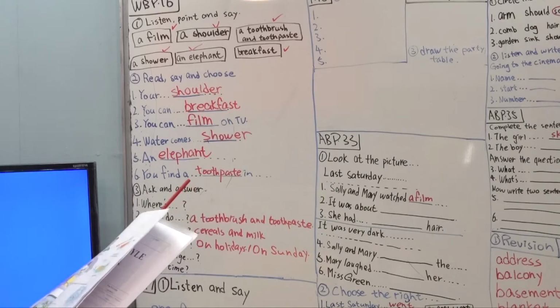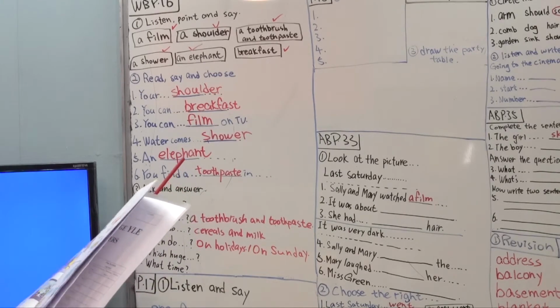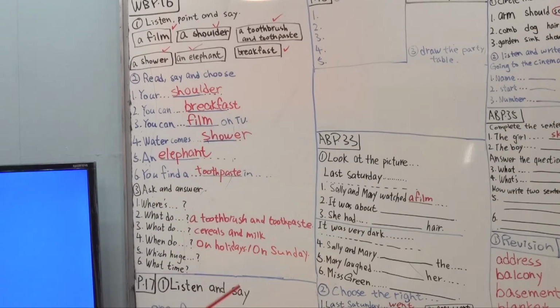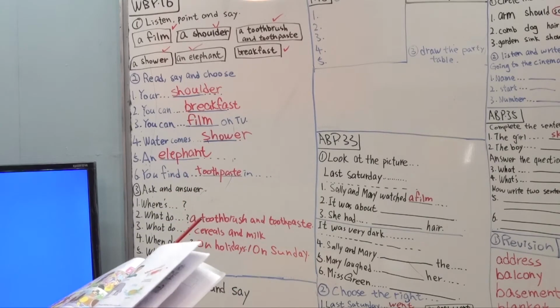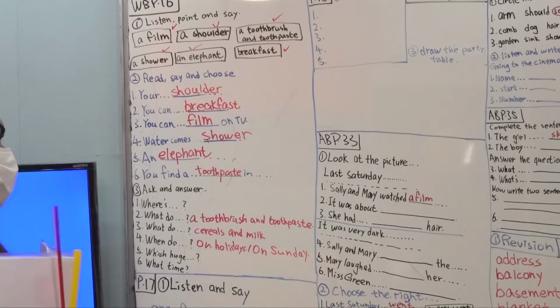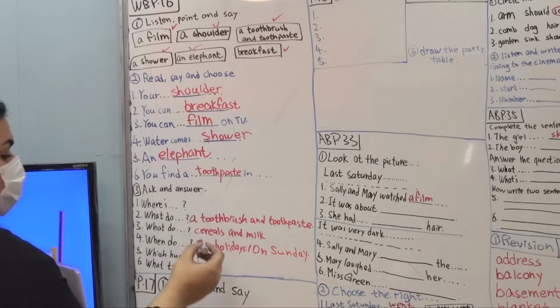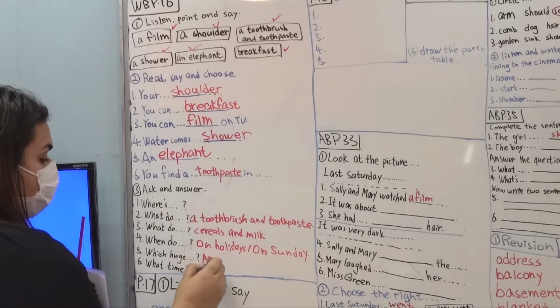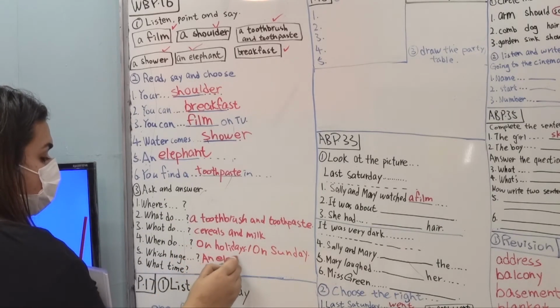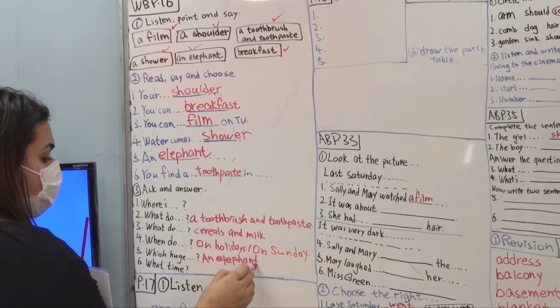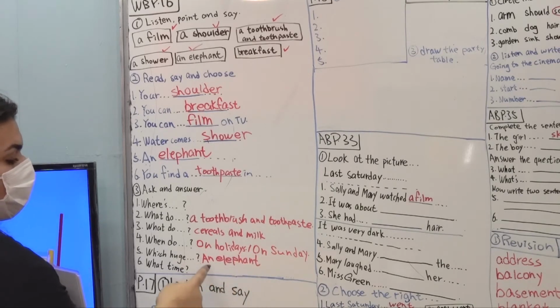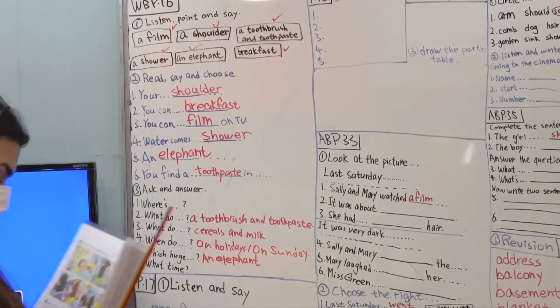Number 5. Which huge animal lives in a hot country and eats leaves and grass? Which animal is it, everyone? That should be an elephant. An elephant.